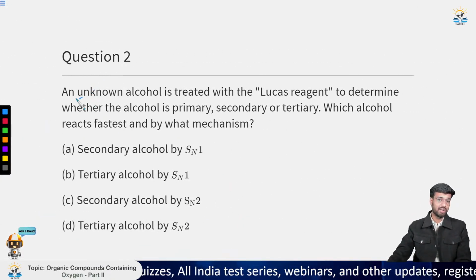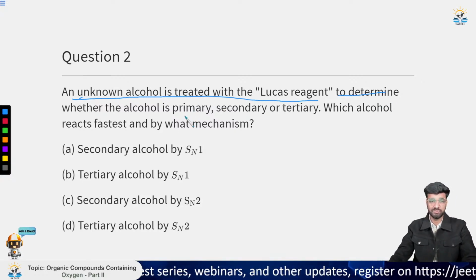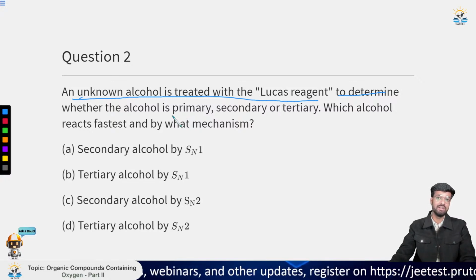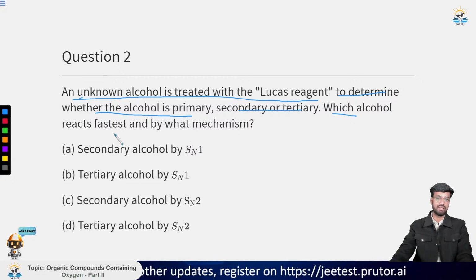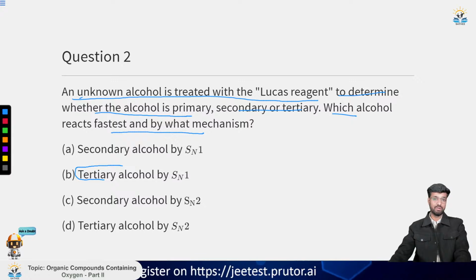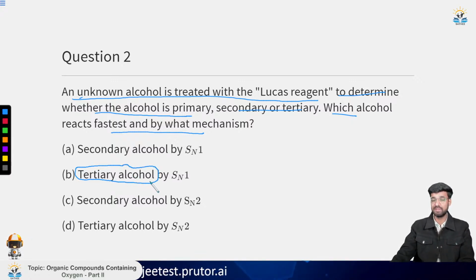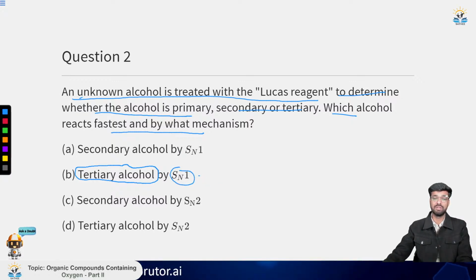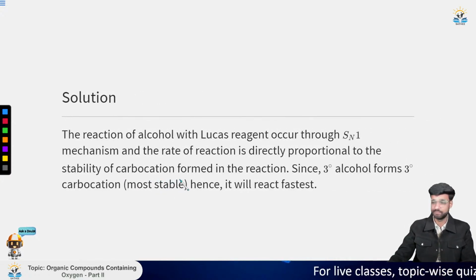Now next, an unknown alcohol is treated with Lucas reagent to determine whether this alcohol is primary, secondary, or tertiary, which alcohol reacts faster and by what mechanism? These are all questions from JEE, or related questions from JEE. You know very well that tertiary will react faster. So it is most probable that it will go through SN1, because SN1 involves the formation of a carbocation, and the carbocation is stable for this tertiary alcohol. So this is the answer, that is B.